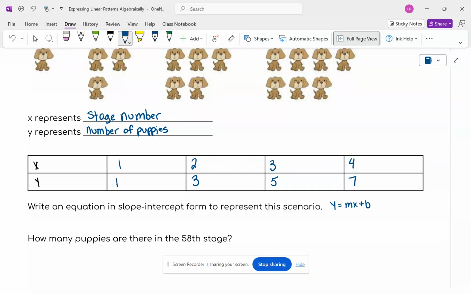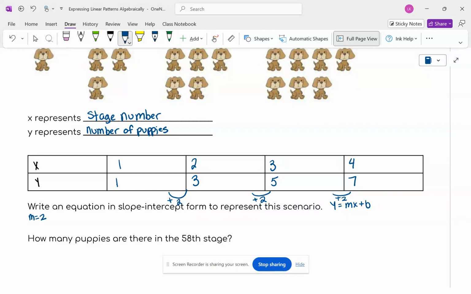Well, here we can see that our x values are changing by 1. And so in order to find our slope, we just need to figure out what we are adding or subtracting each time. I can see my numbers are getting bigger, so I know that I'm adding. To go from 1 to 3, I'm going to add 2. To go from 3 to 5, I'm also going to add 2. To go from 5 to 7, I'm going to add 2. So my m is 2.